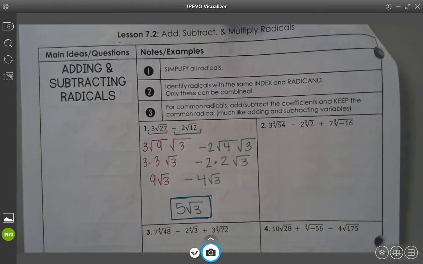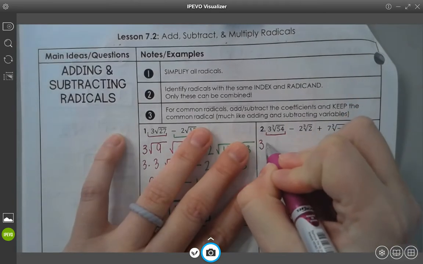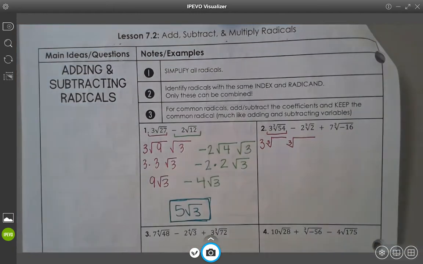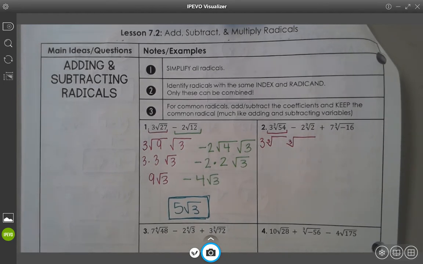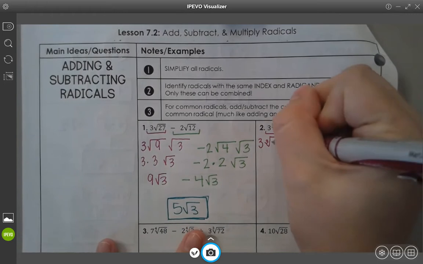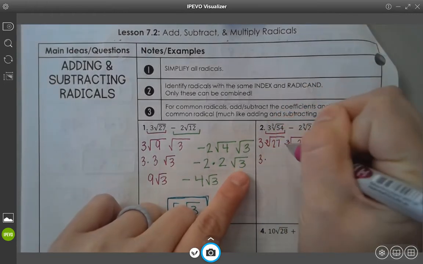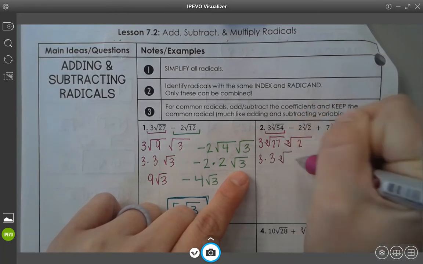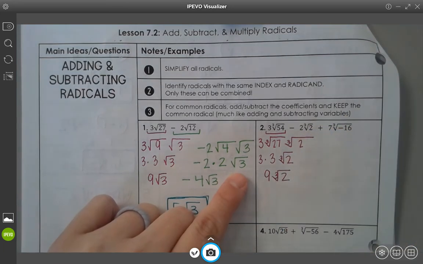Now we're going to number 2. These are cube roots. So we've got this first one, 3, and then my cube roots. What is the largest perfect cube that goes into 54? 27 times 2. So this is 3 times, what's the cube root of 27? 3 cube root of 2, which is 9 cube root of 2.